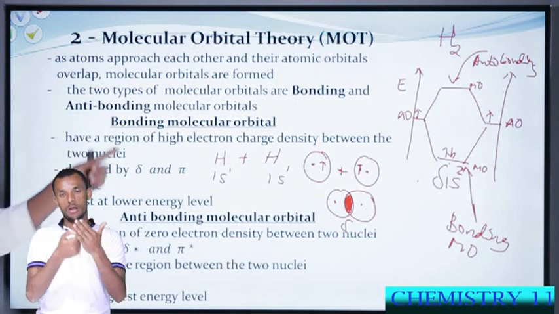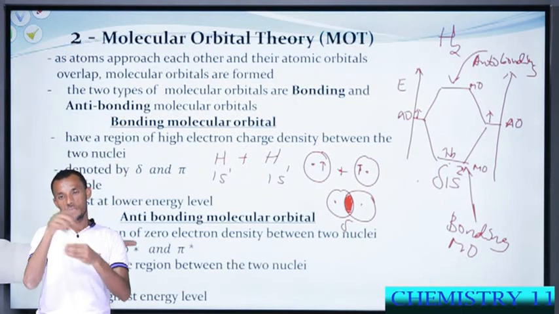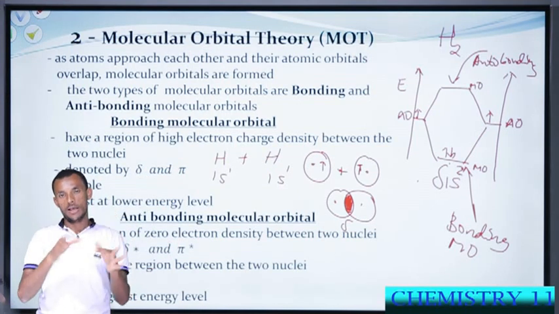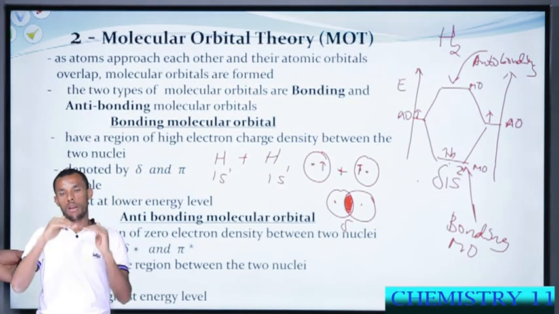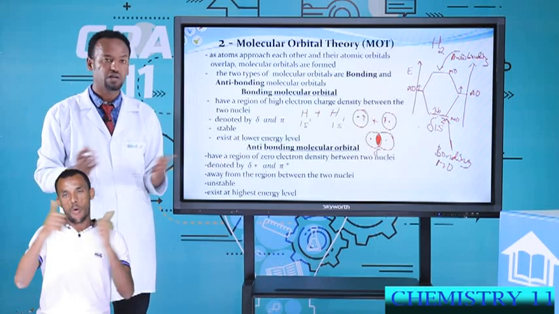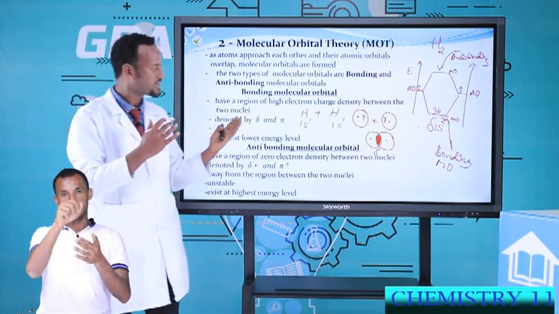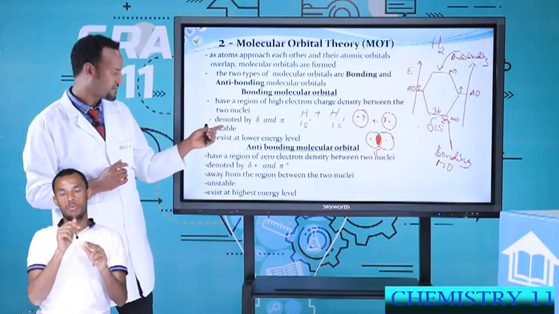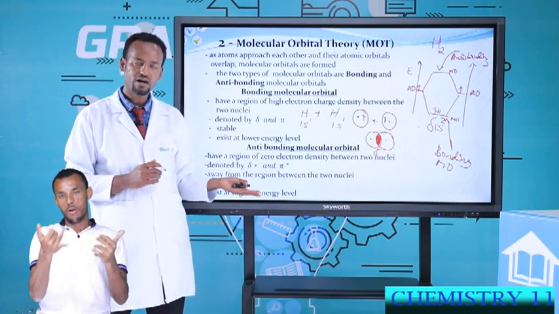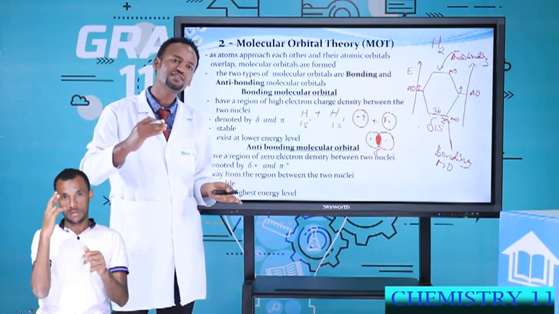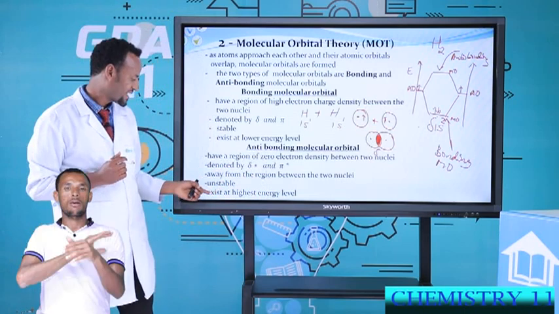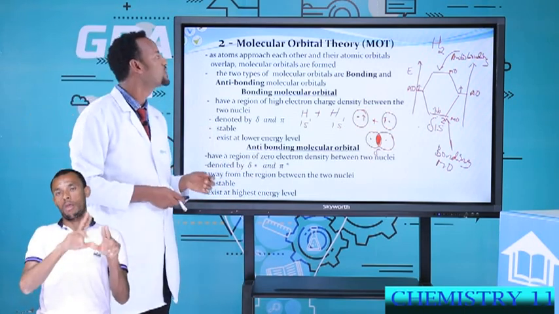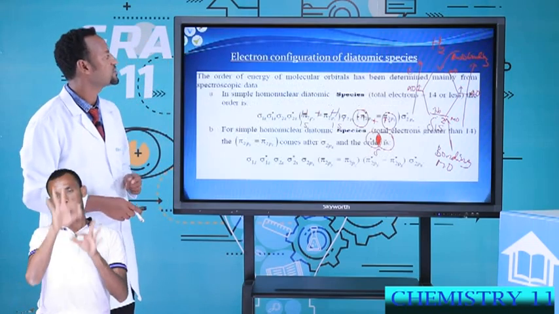In bonding molecular orbitals, it is denoted by sigma. This one is sigma star. This is denoted by pi, and this one is pi star. A star means a higher energy level. The electrons are away from the region between the two nuclei. This is unstable, while the previous one is stable. Why unstable? Because it exists at a higher energy level. This is the difference between the two types of molecular orbitals.